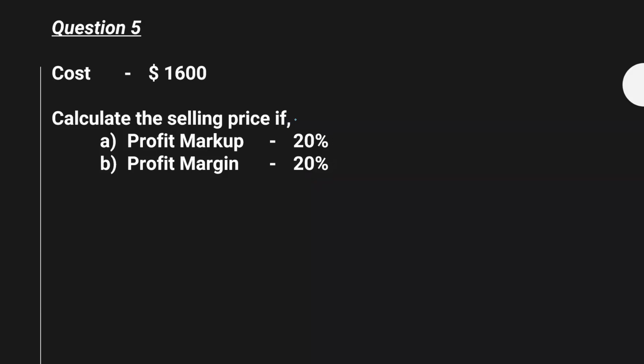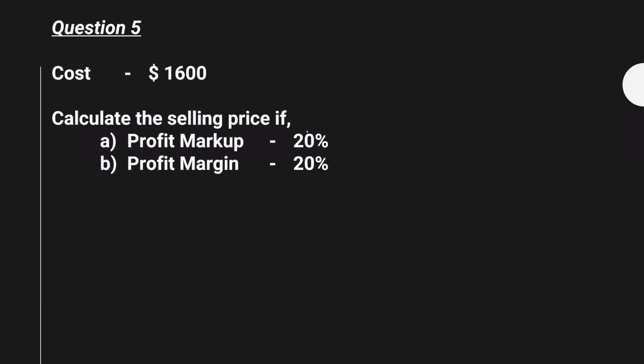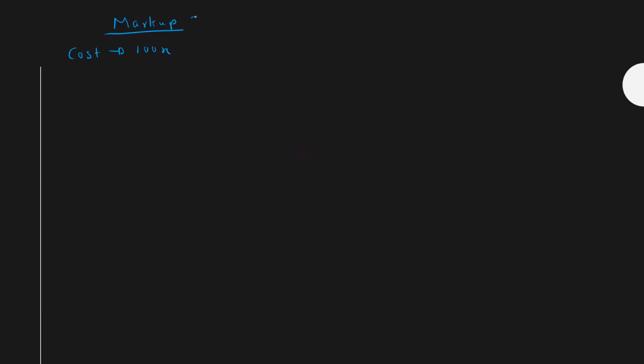So let me calculate if the profit markup is 20%. How to calculate it? Under the markup method, I told you, the first thing we have to do is assume our cost as 100x. And here they have given the profit markup percentage, which is 20%. If it is 20%, how much will be the selling price? So let's calculate. Cost plus profits are equal to selling price.